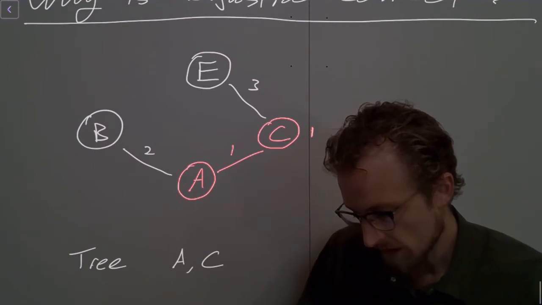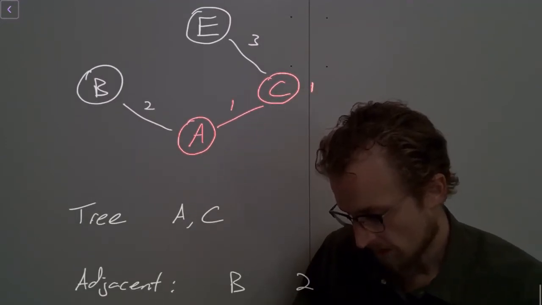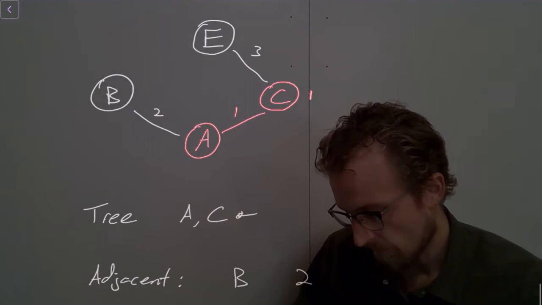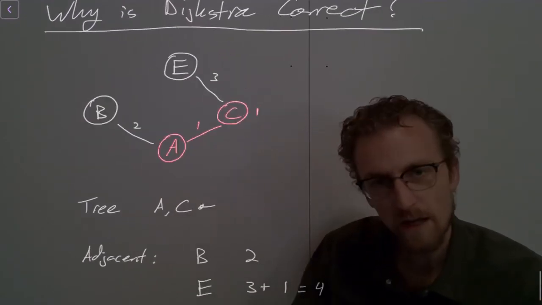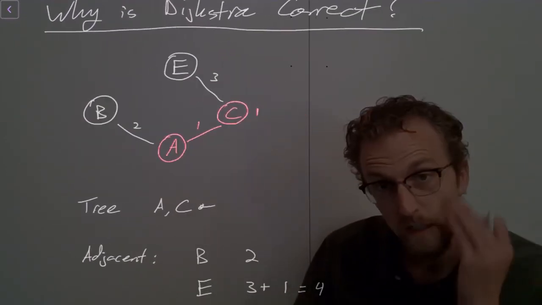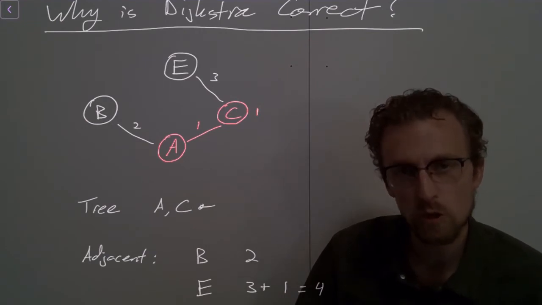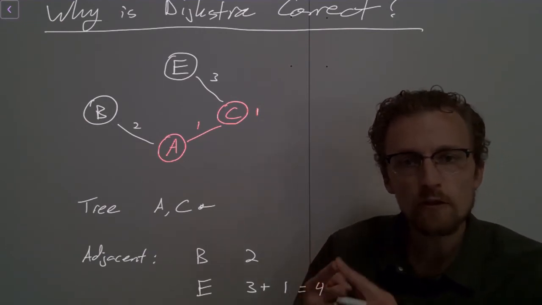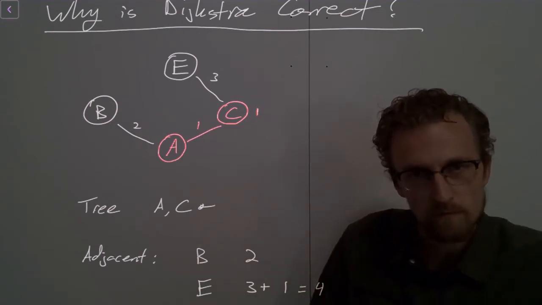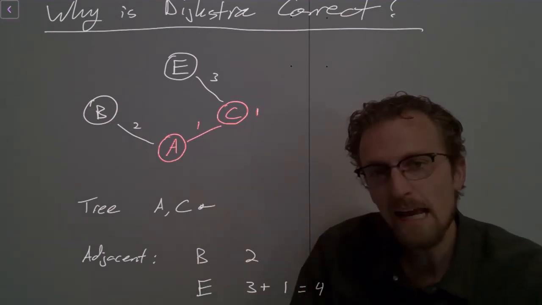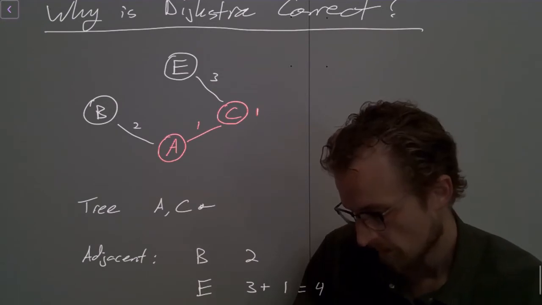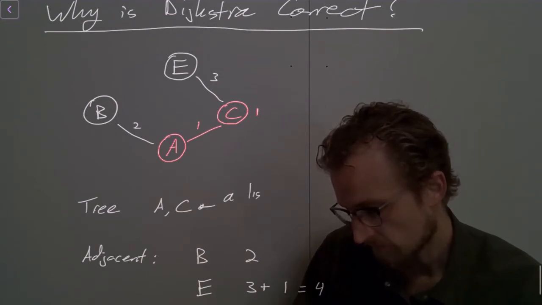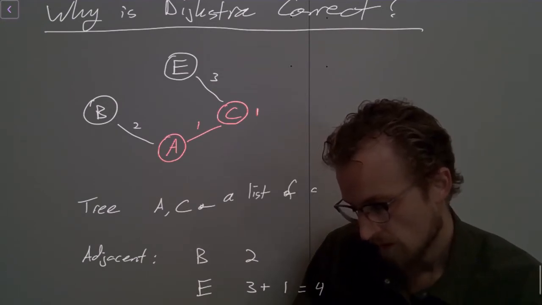Okay, so what is the tree? If I say the algorithm knows this tree, what am I actually trying to express? Well, what I'm trying to say is that the algorithm knows the shortest path from A to A and the shortest path from C to A. Okay, so the tree is a list of shortest paths.